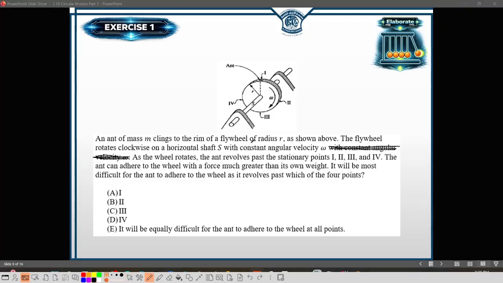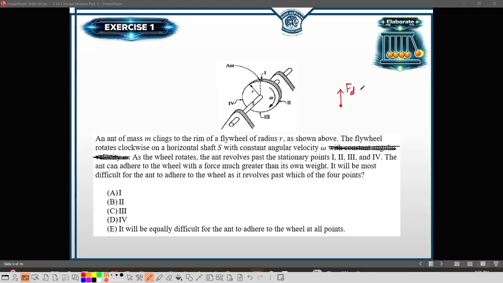So we have an adhesion force acting by the ant to remain on the surface of the wheel. Otherwise, if this force is not enough, then the ant will lose contact with the surface of the wheel and it will fly away. Now, the question is, we need to find the maximum force that the ant must apply in order to remain on the wheel. So actually, remember that the adhesion force will be acting upward. This is the adhesion force.